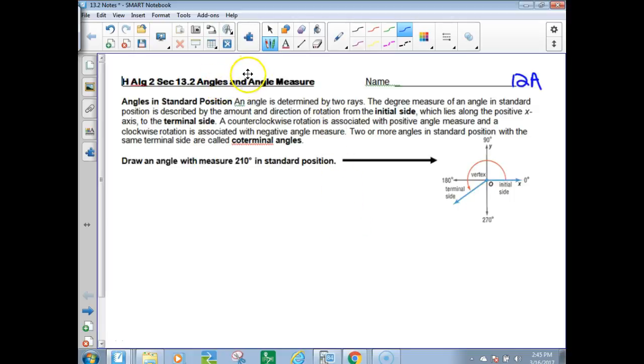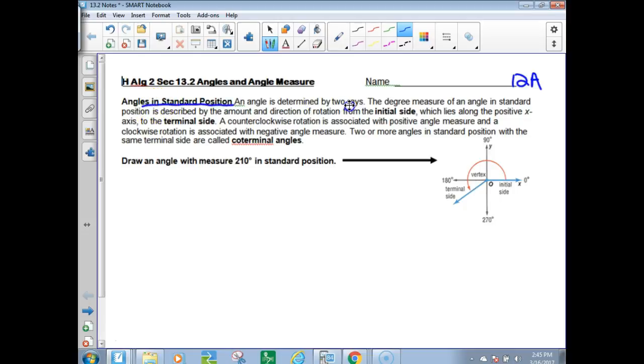All right, we're going to talk about angle and angle measure today. And these are going to be some new types of angles that you haven't talked about before. Okay, geometry talked about angles maybe up to 360. We can go past that. What you need to know is what it means to be an angle in standard position.